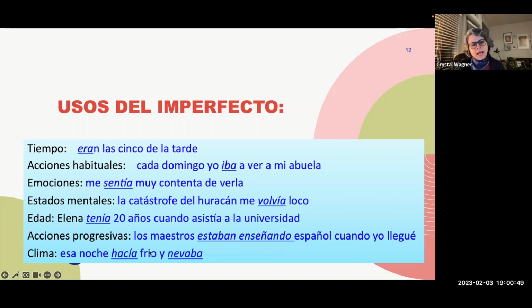Clima. Esa noche hacía frío y nevaba. So with this, with the climate, right, or with el tiempo, in this case, again, descriptions. This is painting a picture, which is one of the imperfect uses.